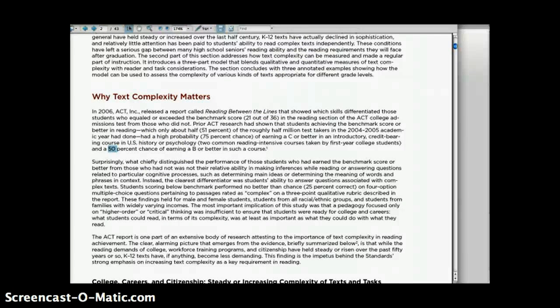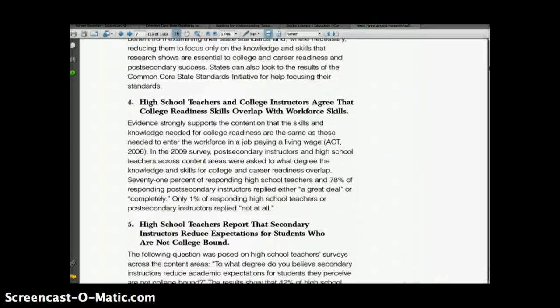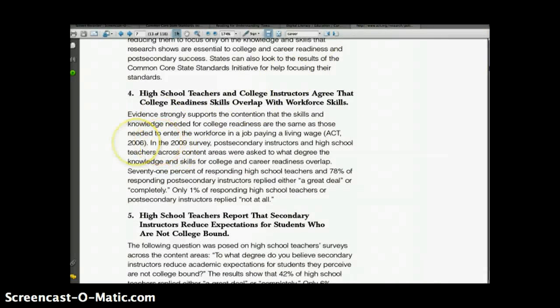So I'm going to close out this screen and show you right here. This is the ACT report citing the 2006, but this is actually the 2009 report. And in the 2009 survey, post-secondary instructors, meaning university professors as well as vocational school instructors, and high school teachers across content areas were asked to what degree the knowledge and skills for college and career readiness overlap. So what is needed for freshman year of college and what is needed in the career. And 71% of responding high school teachers and 78% of responding post-secondary instructors replied either a great deal or completely.